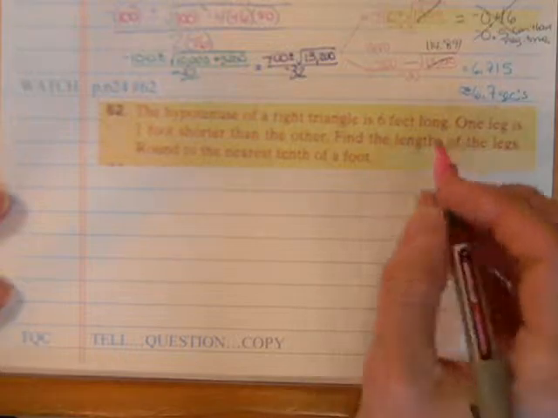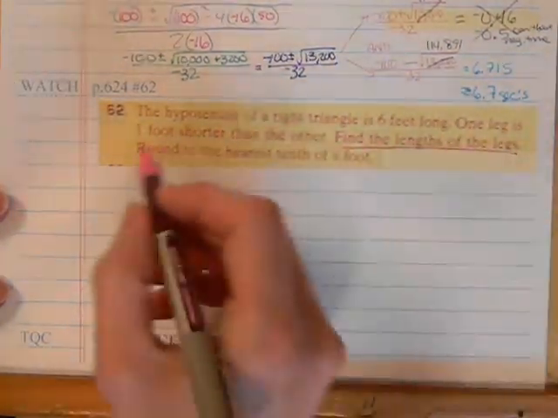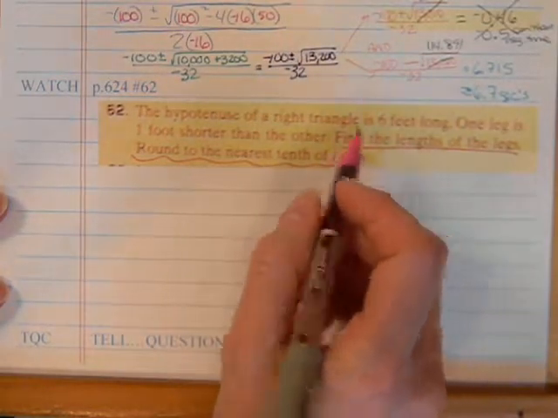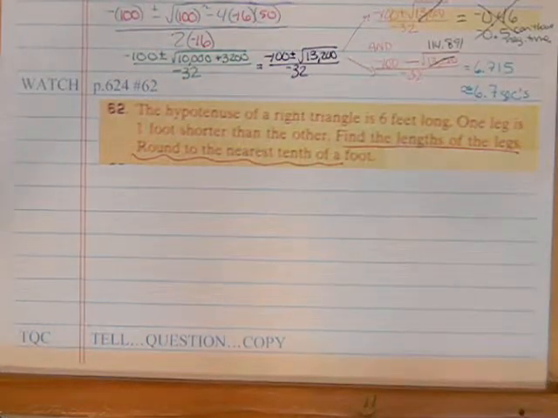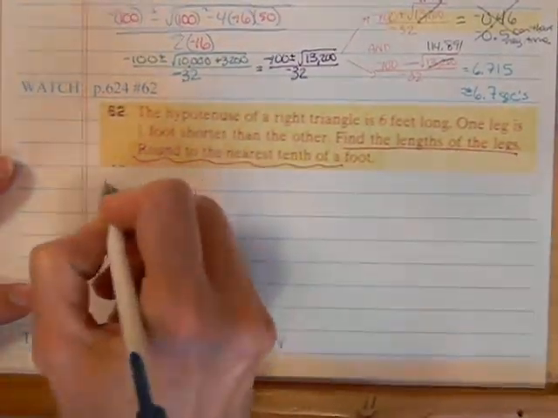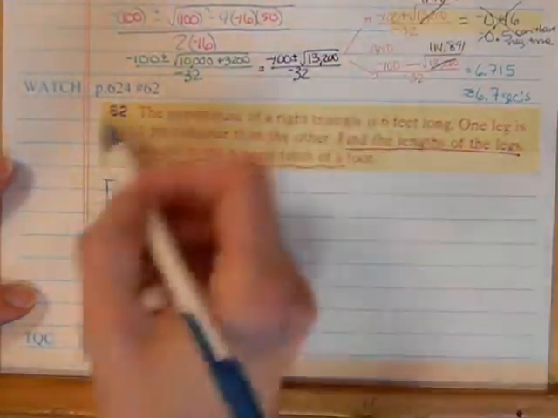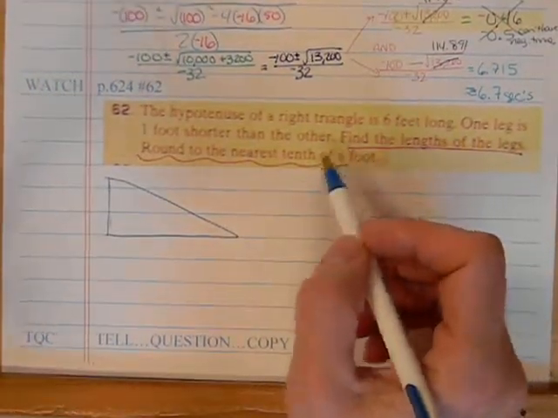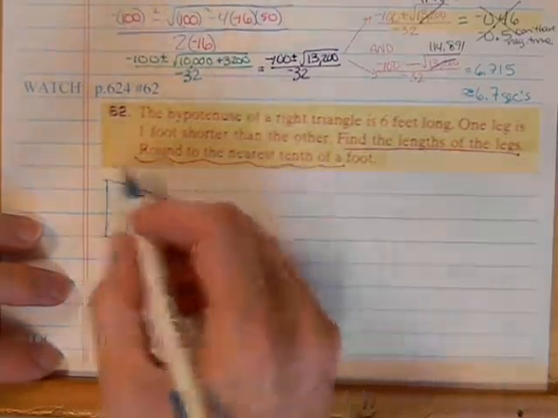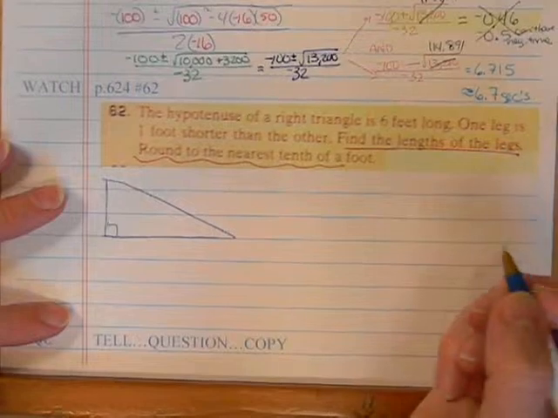So the goal here is to find the lengths of the legs, and we also need to round to the nearest tenth of a foot. And then they give us some information. So we're bringing to the situation what we know about right triangles. I'm going to go ahead and draw it. Anytime a picture is being described, one of the best things you can do for yourself is draw it out and start putting the information in place, especially if you aren't sure how to start the problem.